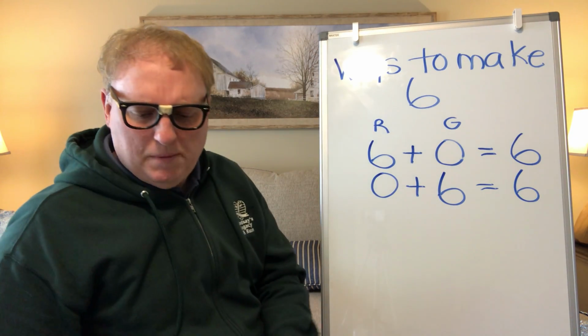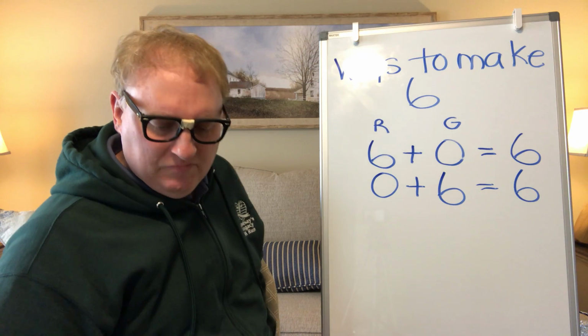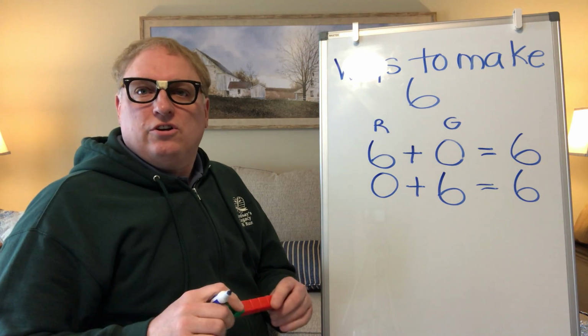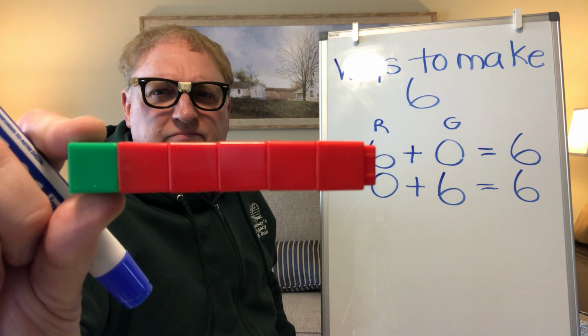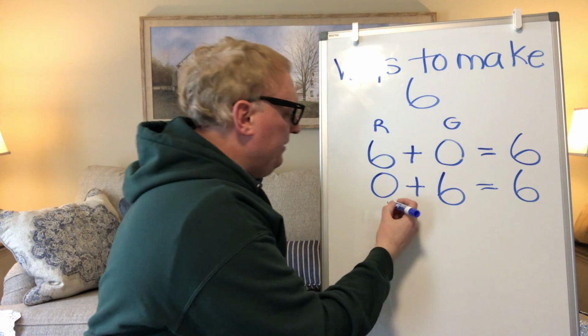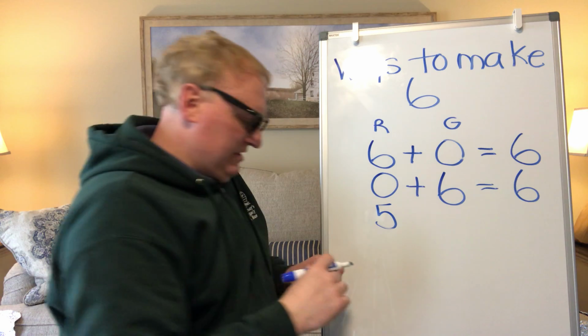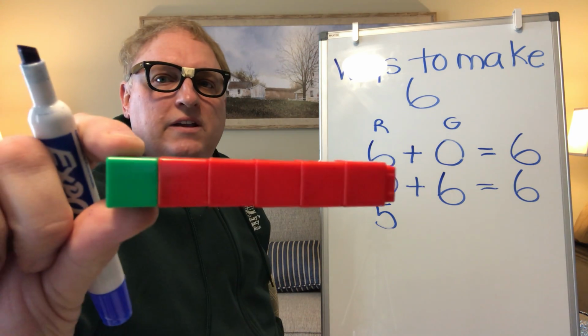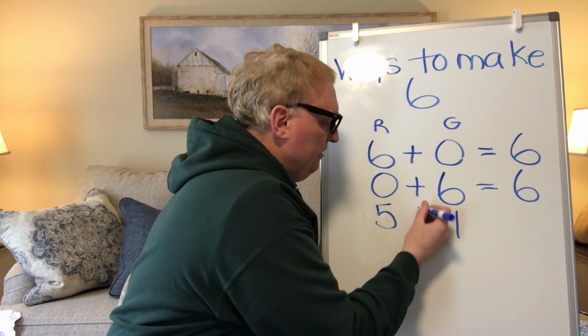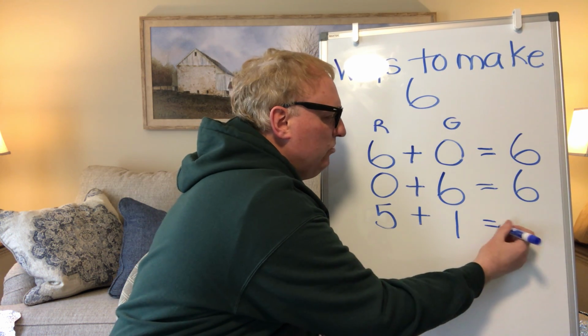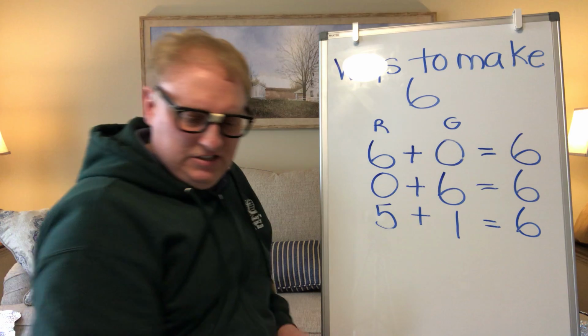I think I'm going to run out of room. I'm going to have to write a little bit smaller here. Let's do the next one, boys and girls. How many red do you see in this grouping? 5. How many green do you see in this grouping? 1. 5 plus 1 equals 6.